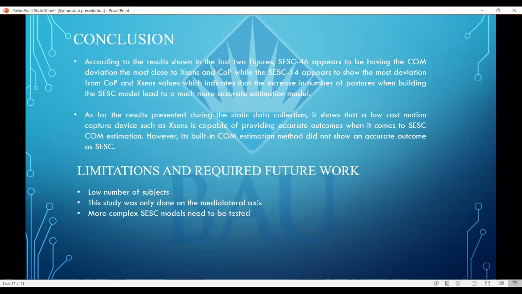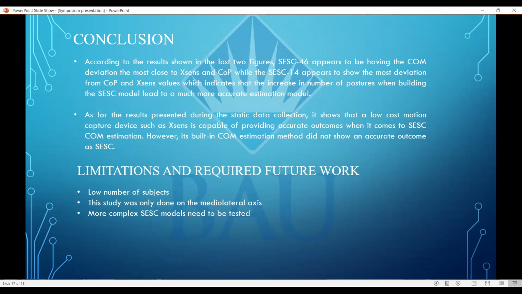So in conclusion, according to the results shown in the last 2 figures, SESC 46 appears to have a deviation close to XSense and center of pressure, while SESC 14 appears to have more deviation. So in this sense, we can conclude that increasing the number of postures has a good effect on the estimation process. As for the results, during a static data collection, it shows that a low-cost motion capture device such as XSense is capable of providing accurate outcomes when it comes to SESC center of mass estimation. However, the built-in system of XSense did not show the same accuracy as SESC.